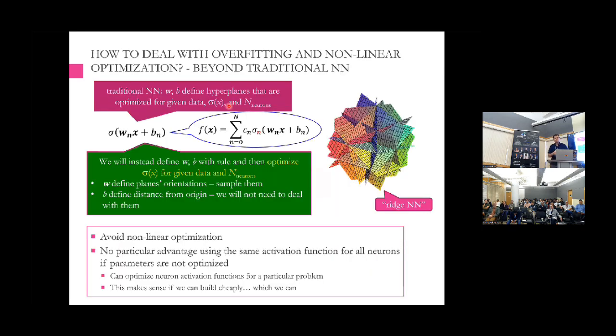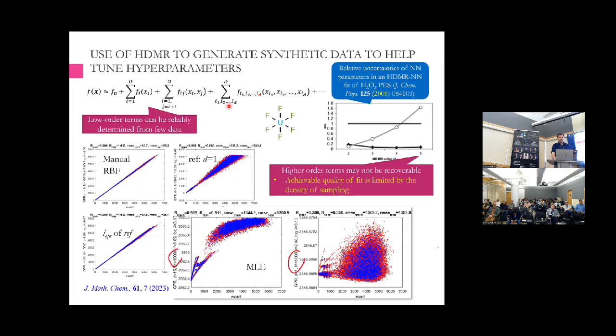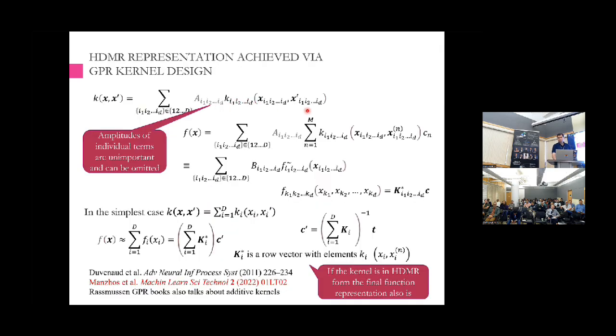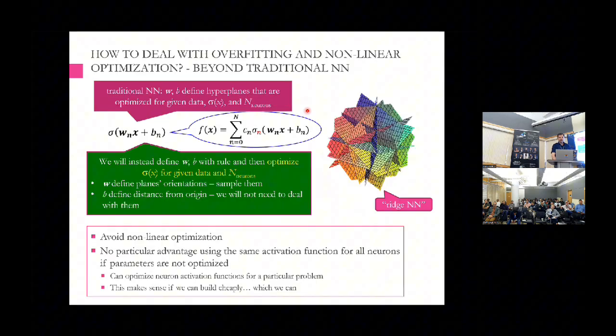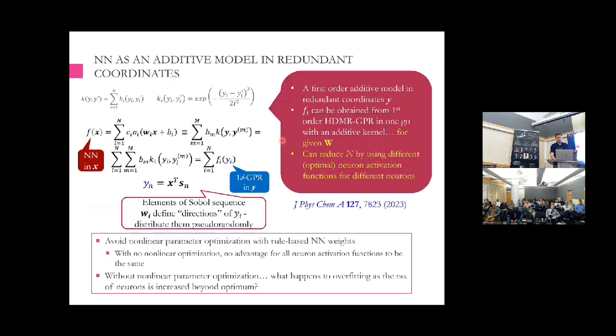Now let me connect the worlds of GPR, and specifically of this kind of additive GPR, which we achieve by using an additive kernel, and the world of neural networks. Let me stare at this expression for a single hidden layer neural network. What I'm looking at here is essentially an additive model in new coordinates, which are the arguments of neural activation functions. So these are some coordinates in which this model is a sum of one-dimensional terms. I will come to this on the next slide in more detail.